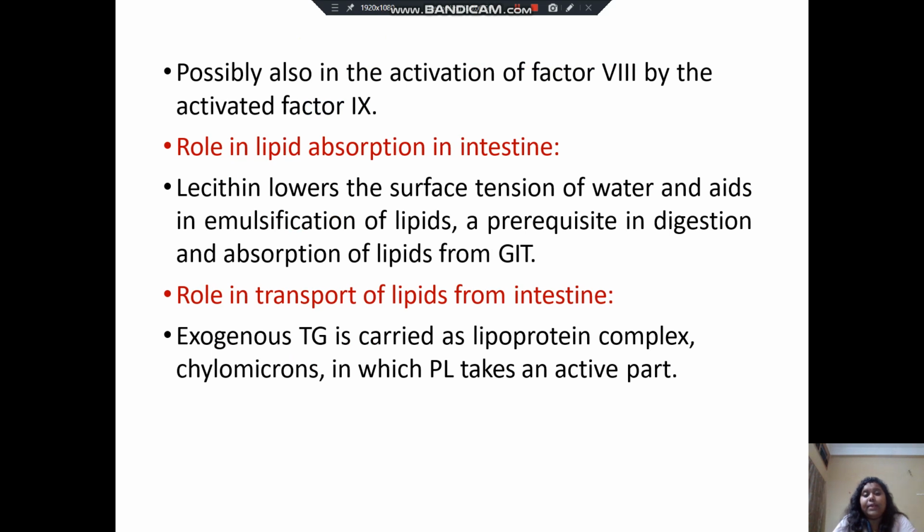Now its role in lipid absorption in the intestine. Lecithin lowers the surface tension of water and aids in emulsification of lipids, a prerequisite in digestion and absorption of lipids from the gastrointestinal tract. Now its role in transport of lipids from the intestine. Exogenous triglyceride is carried as lipoprotein complex, then chylomicrons, in which PL takes an active part.